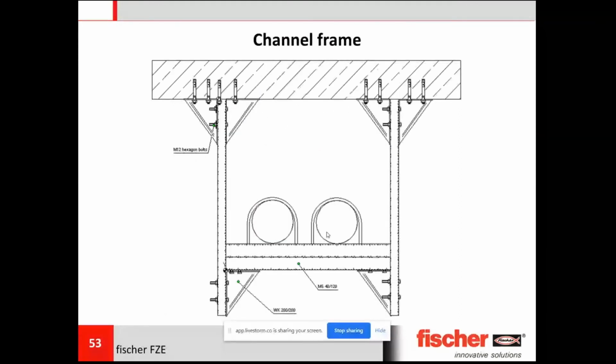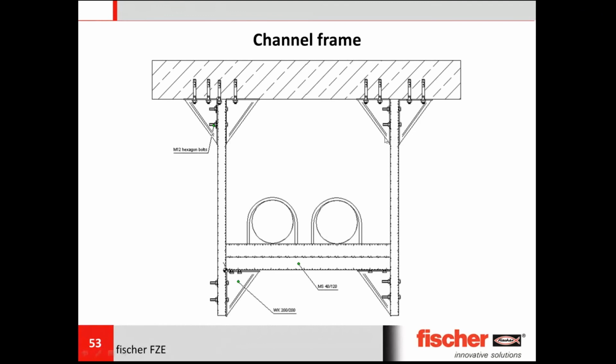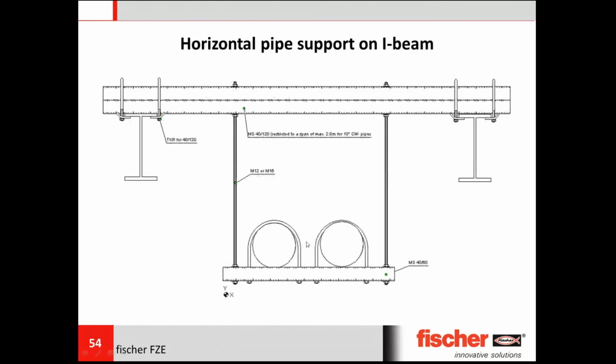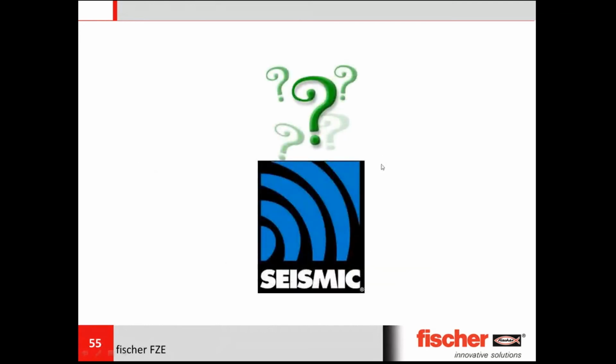We have different kinds of supports as I discussed. Here is an example of a typical frame which is mounted from the ceiling. We also have a complex support where you need pipes to be supported in between two I-beams where you don't have any secondary steel layer. We add a secondary steel layer here to support the pipe.